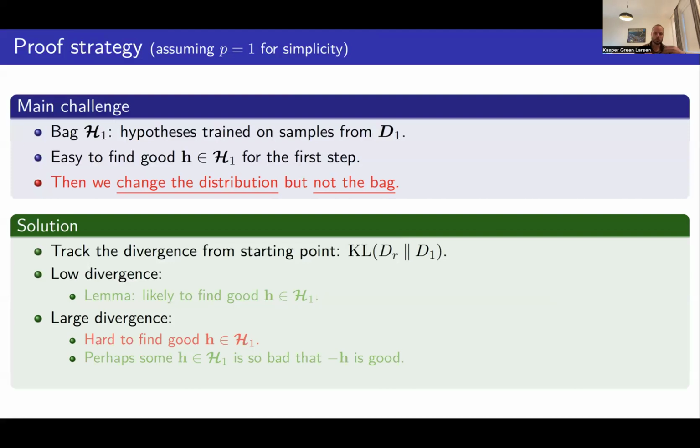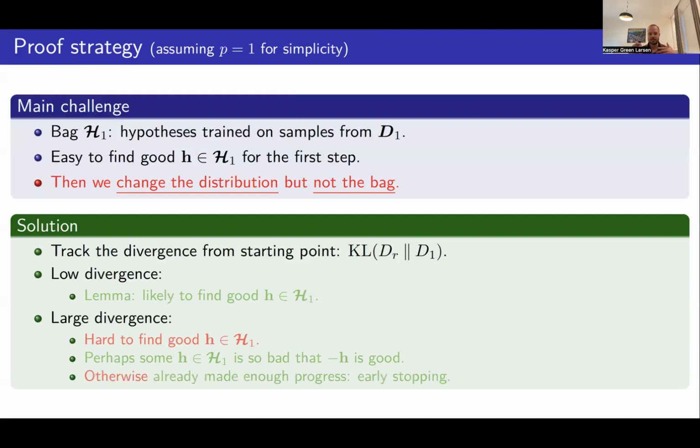What we show is that when the KL divergence is large, it could be the case that one of these hypotheses, or classifiers that we already used, is so bad on the distribution Dr that we can use its negation. So that means that its error is like a half plus gamma half. So it's wrong way more than half the time. Then I can just flip it and do the inverse prediction. So this is something we show that this might also happen.